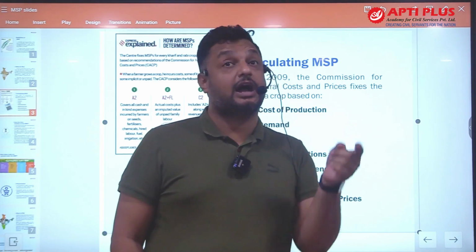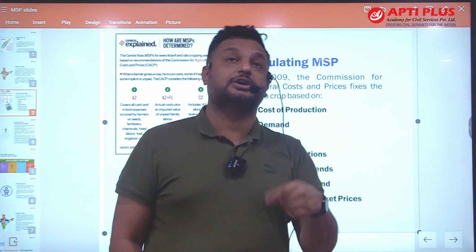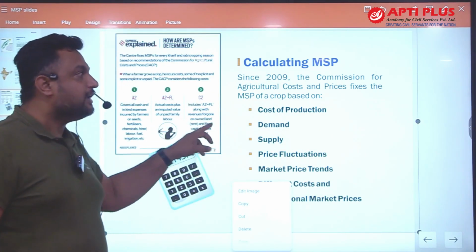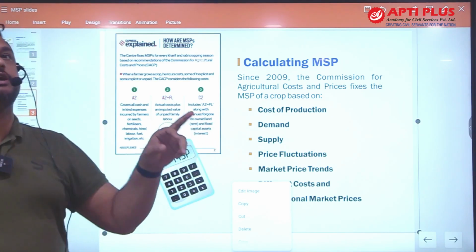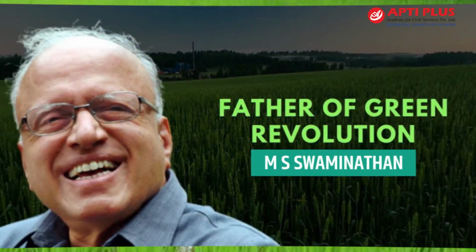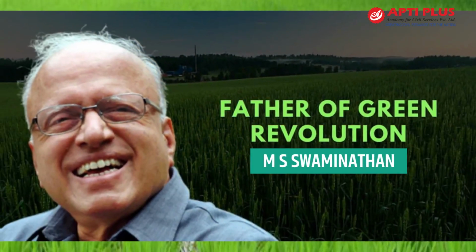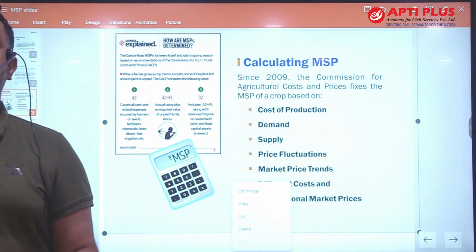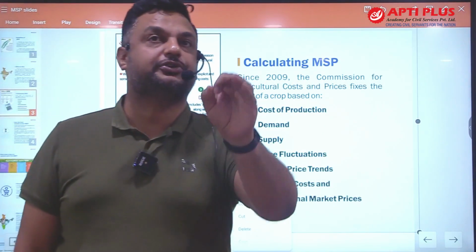Interest. That amount should be considered as what? Production cost, and that formula is called C2. So there is a huge demand from the farming community since 2006, after the MS Swaminathan Commission report, to use C2 as a formula to check the production cost.